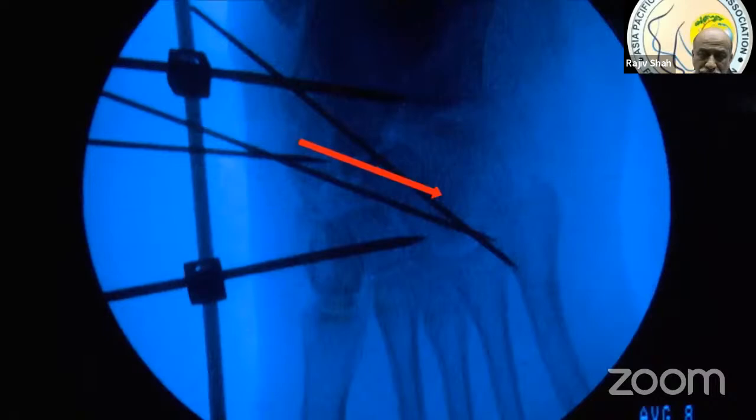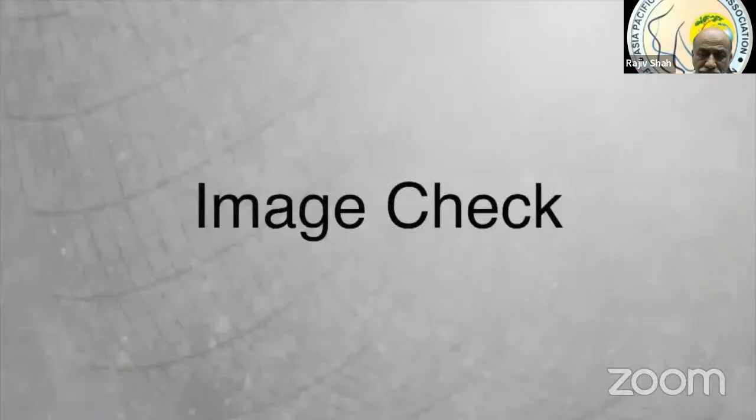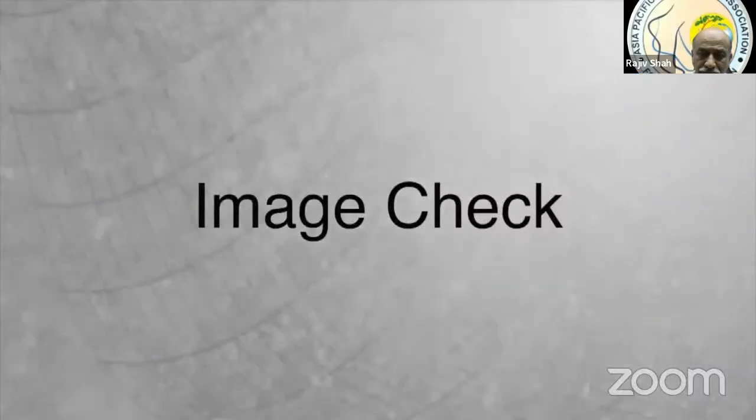Once the fragment is reduced and checked under imaging, temporary fixation of this medial fragment is done with a K-wire which passes distally through the tarsus and metatarsals. An image check of this temporarily stabilized fracture is done in lateral as well as AP planes.